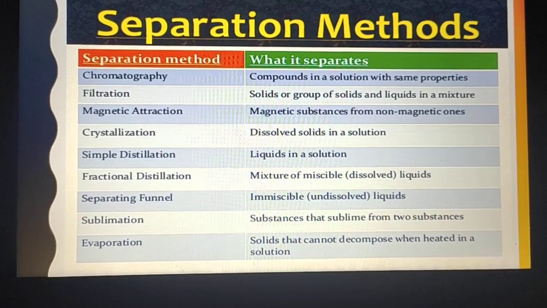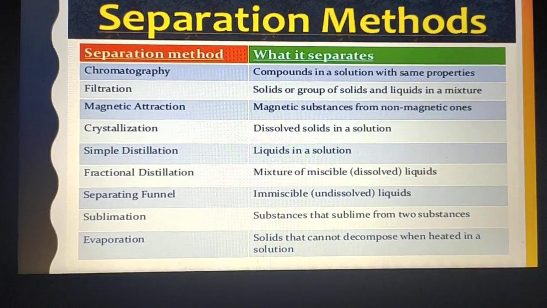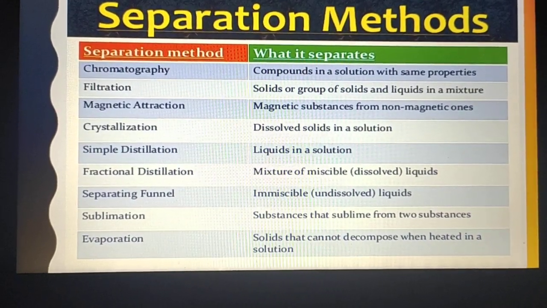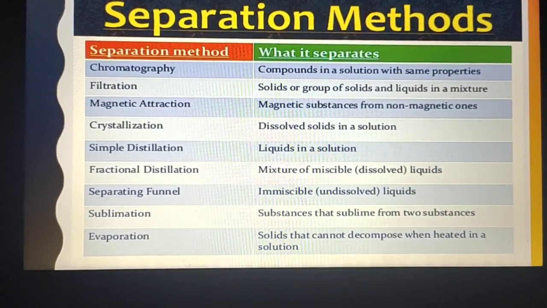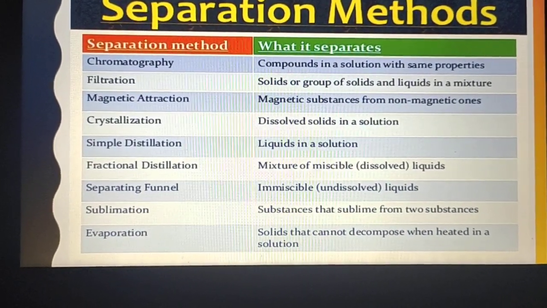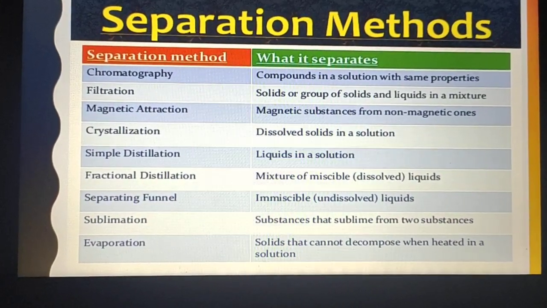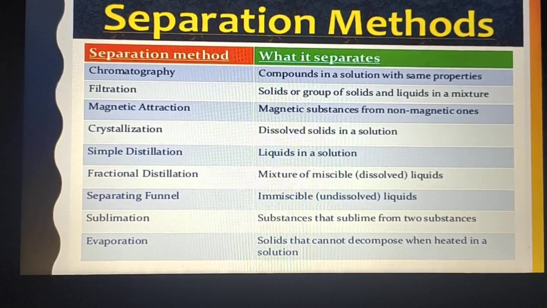Fractional distillation separates a mixture of miscible liquids, that means two liquids that dissolve in each other. Separating funnel separates immiscible liquids, that means liquids which don't dissolve in each other. Sublimation separates substances that sublime from two substances. Evaporation separates a solid that cannot be decomposed when heated in a solution.